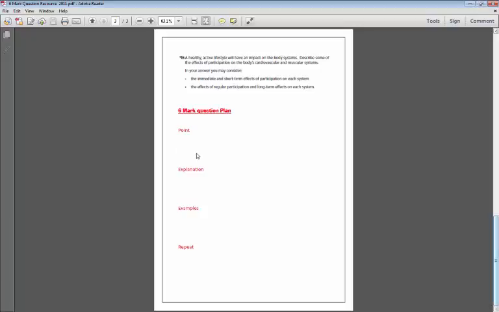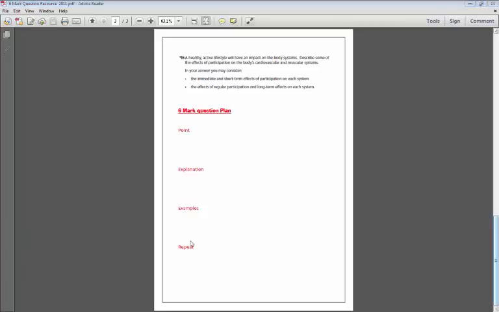So for our point, our first one could be the increase in heart rate. So the cardiovascular system, a short-term effect is the increase in heart rate. An explanation of this: the reason our heart rate increases is because there is a higher demand for oxygen to the working muscles. Therefore, your heart rate increases to meet this demand. An example of this: during a warm-up, when we start to jog, our heart rate increases to get more oxygen to our working muscles to ensure that we can jog effectively.